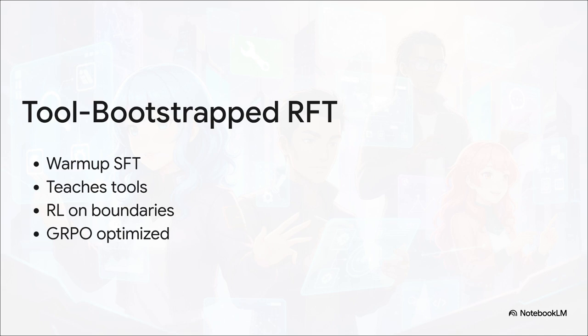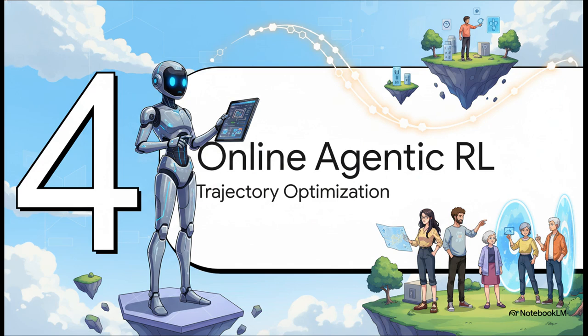It then shifts to single-turn reinforcement learning. But, and this is key, it doesn't just apply RL everywhere. It applies it specifically at those critical GUI to tool boundary steps. By using group relative policy optimization, the model learns the exact mathematical threshold of when it needs to abandon the GUI and just call a tool. Next up, Section 4, Online Agentic RL Optimization.